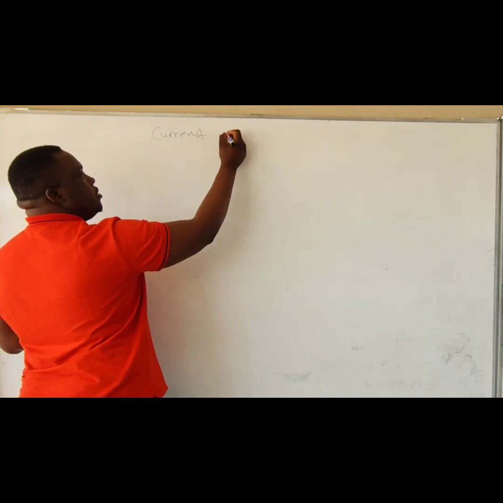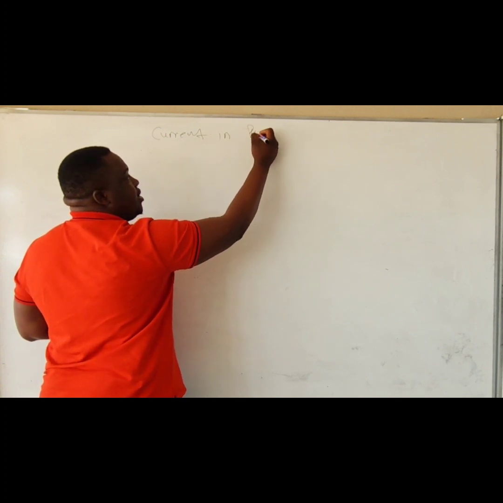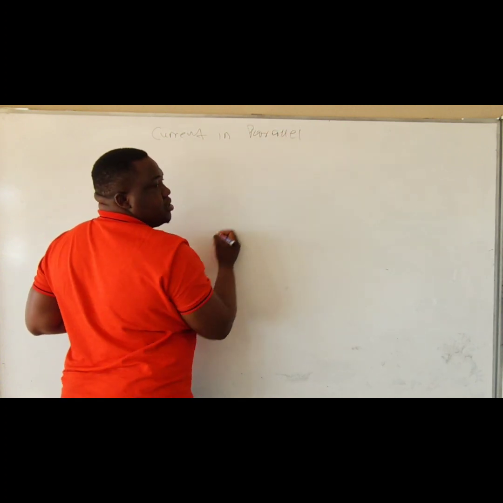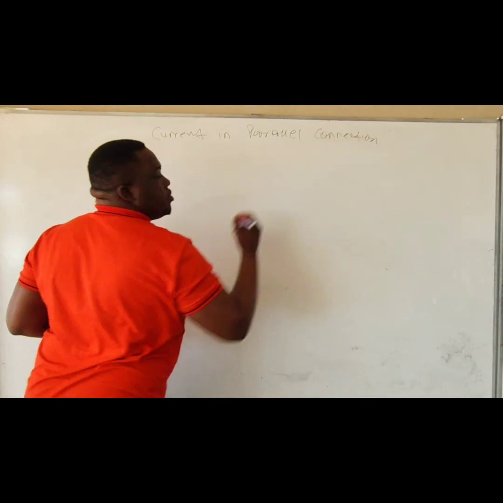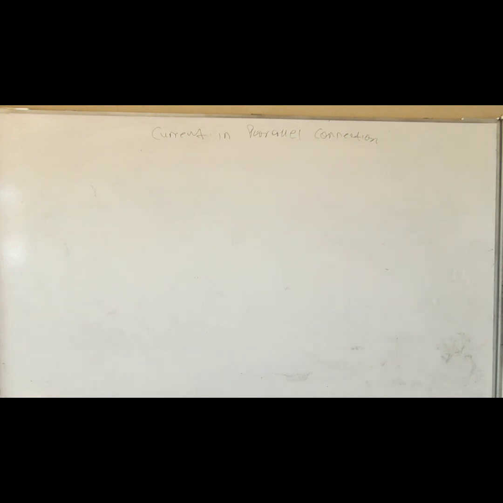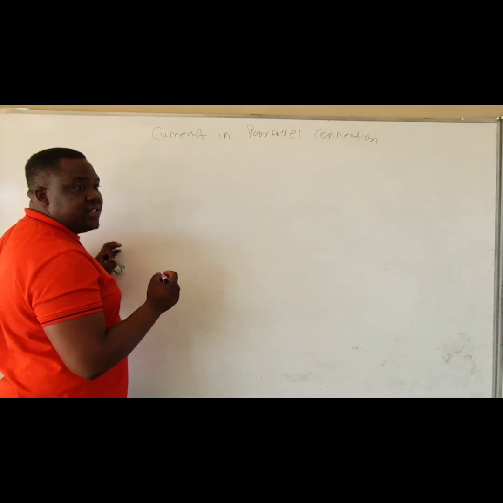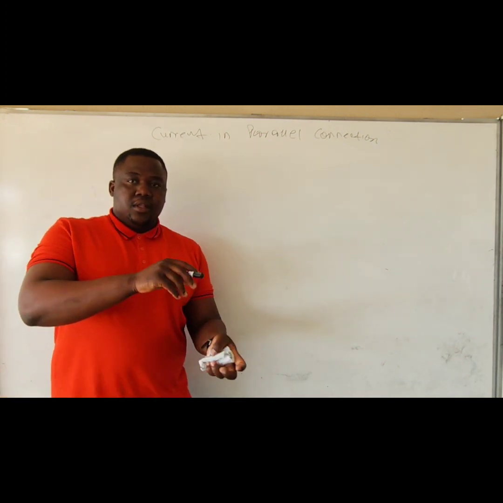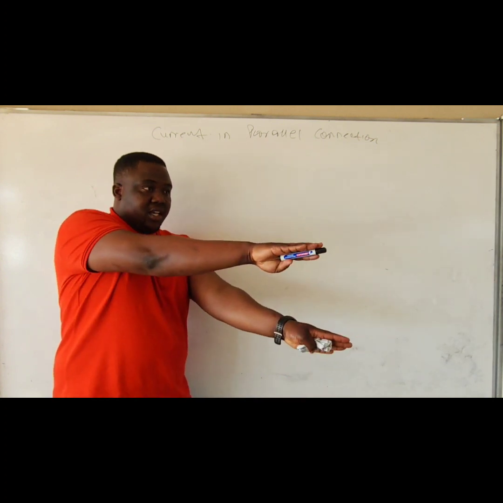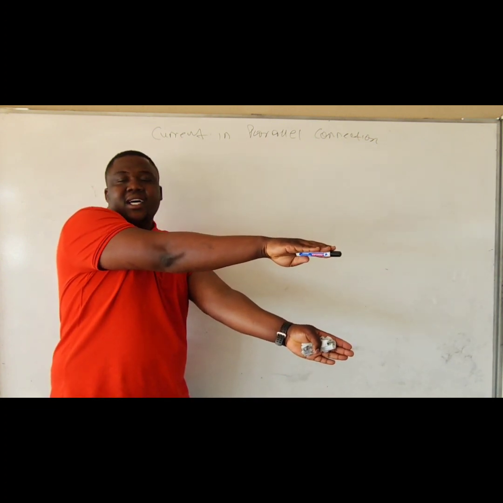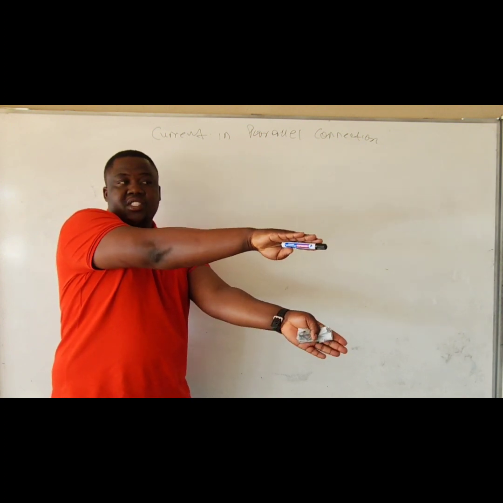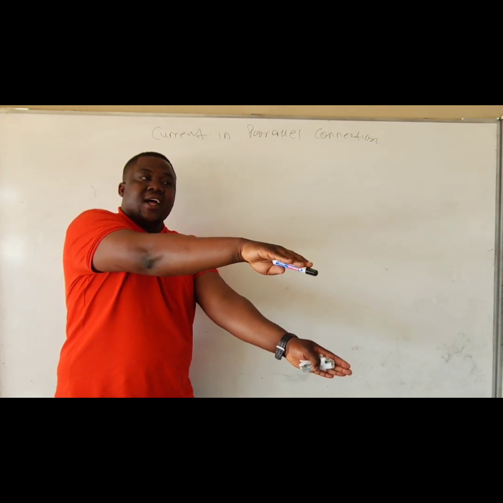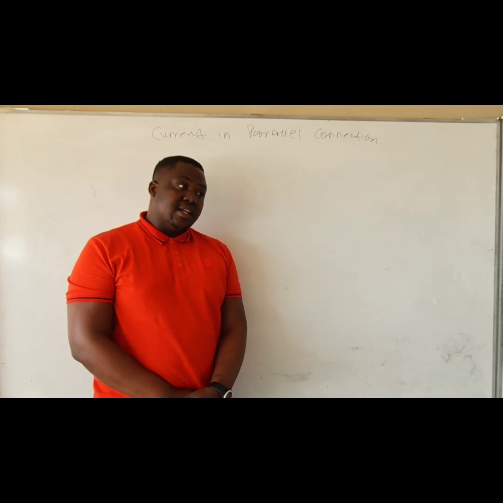Current in parallel connection. We're talking about the current in parallel connection. What is happening with parallel connection? When we say things are parallel, it means those things are alongside each other and there is no way they will ever touch, cross or meet. They will always remain alongside each other. We know parallel lines from mathematics, right?